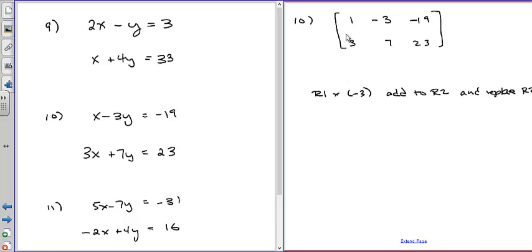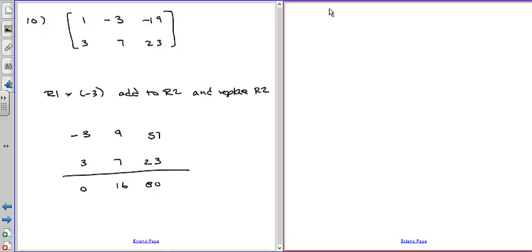So let's write out row 1 multiplied by -3, so that'll be -3, +9, and -3 times -19 is +57. Okay, and here's row 2. So add those together, you get 0, 16, 80. So 9 plus 7 is 16, 57 plus 23 is 80. Okay, so now we're going to rewrite row 1, which remains unchanged, and row 2 is going to become 0, 16, 80.